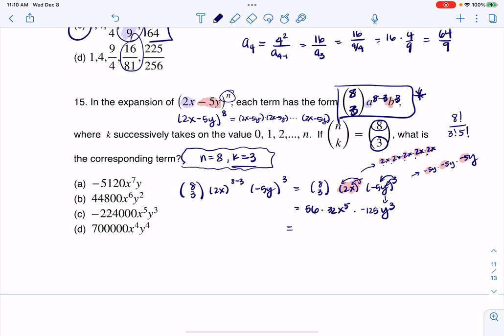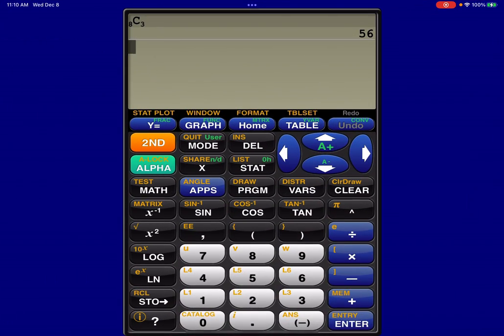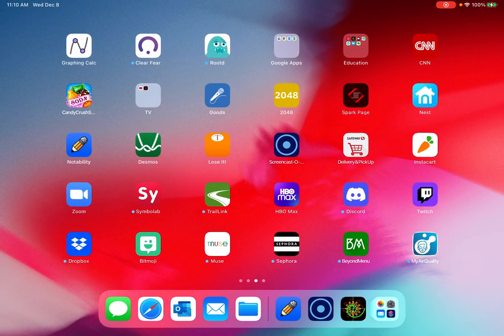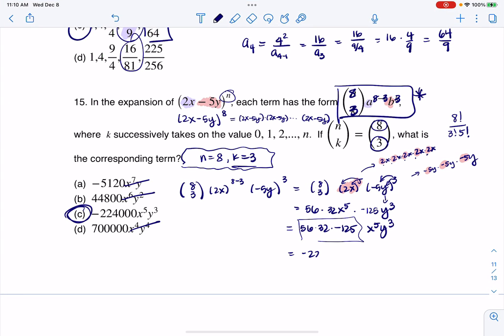Okay, so then let's start combining these. So I have 56 times 32 times a negative 125. I'll crunch that number in a bit. Then I'm going to have x to the 5th y cubed. So just knowing it's x to the 5th y cubed, that answer is ruled out, that answer is ruled out, that answer is ruled out. So I'm really leaning into C, but let's just make sure that this number is negative 224,000. So I'm going to head over to my calculator just to double check. So I would have had 56 times 32 times negative 125, and we are looking at negative 224,000. So that is checking out. So negative 224,000 and then x to the 5th y cubed.